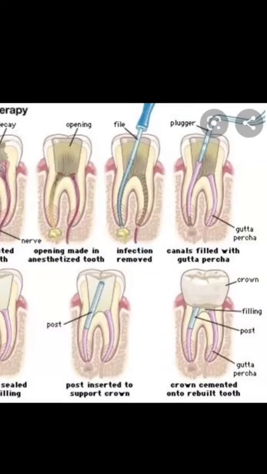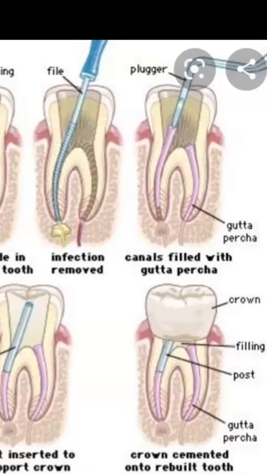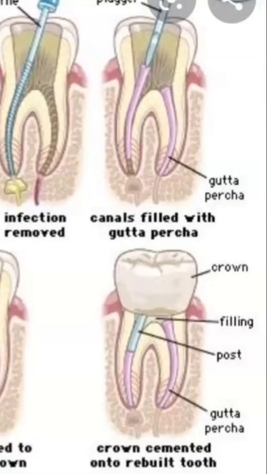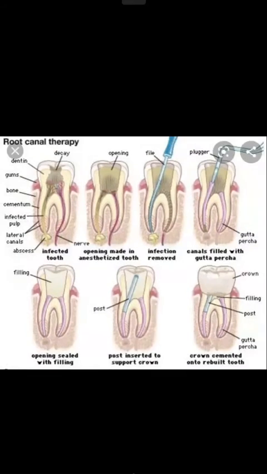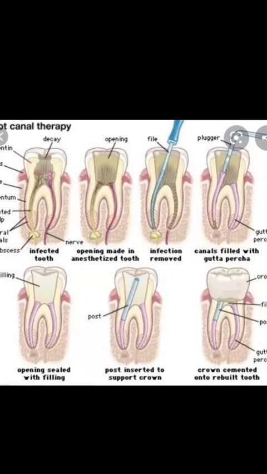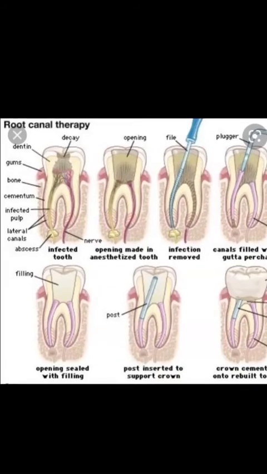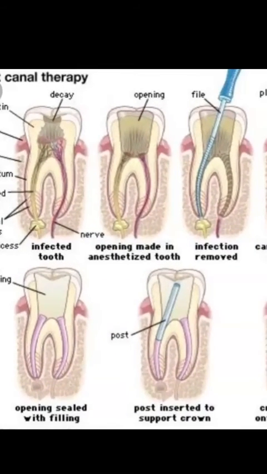The canal is filled with gutta percha. In these situations we are using gutta percha. So this is the gutta percha. We will fill the canal with the help of gutta percha. After that we will seal the canal. Gutta percha is the obturating material, that is sealing material. We will close the canal, and after that we will use the cements.